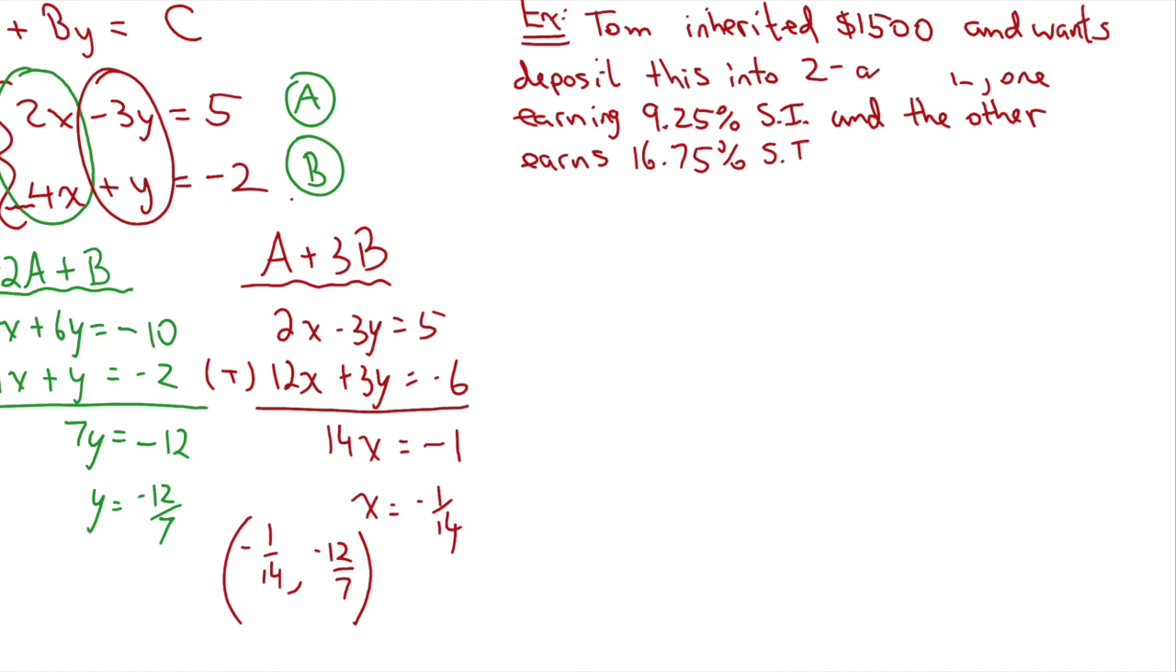Simple interest. The only reason I'm emphasizing the simple interest is most banks work on compound interest, and that's much more complex. Simple interest is easy. It has a nice little formula. I equals PRT, principal times rate times time. Principal being how much money you put into the account.